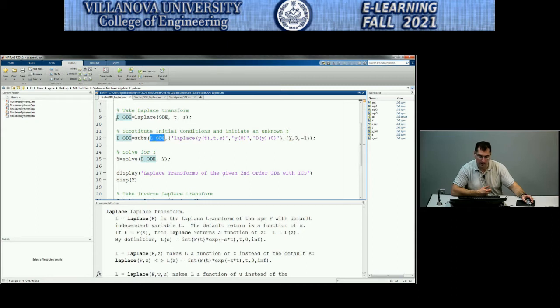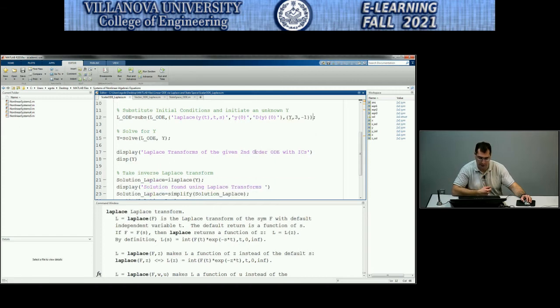I have obtained the Laplace transform of my ODE, which I call LODE. In this equation, I'm going to replace the Laplace transform of y of t with y, the initial condition y of 0 with 3, because this is my initial condition, and y dot at 0 with -1. So you list, first, in curly brackets, the old things you are going to replace, and then in another pair of curly brackets, the new values for the corresponding things. It's pretty self-explanatory.